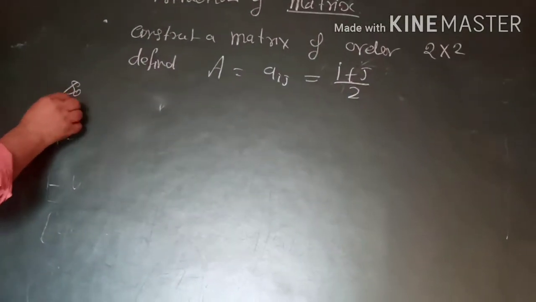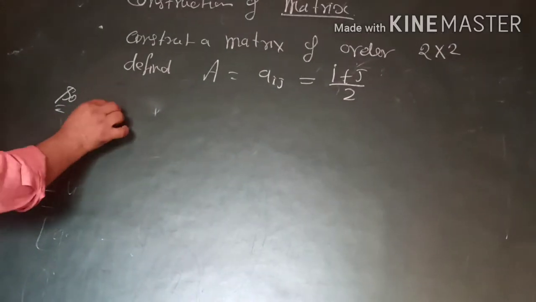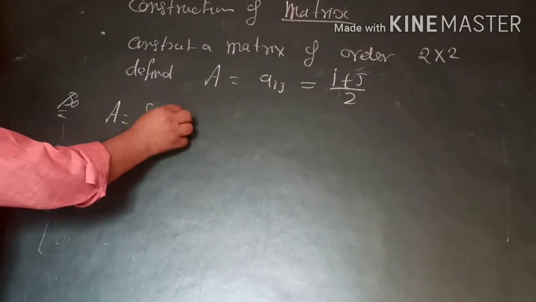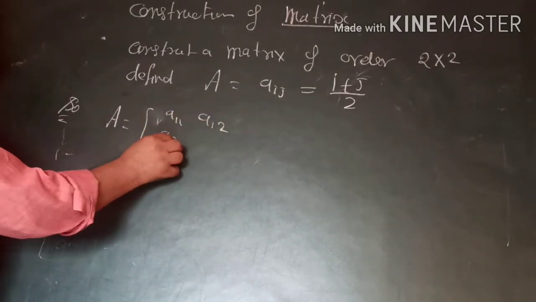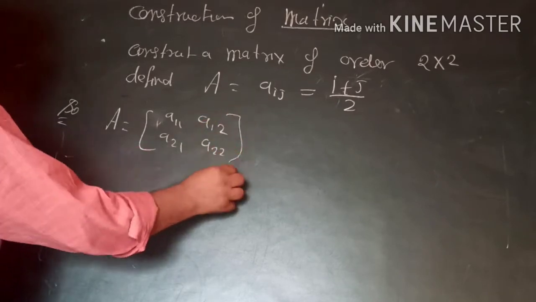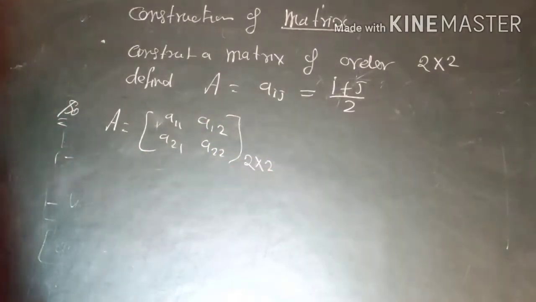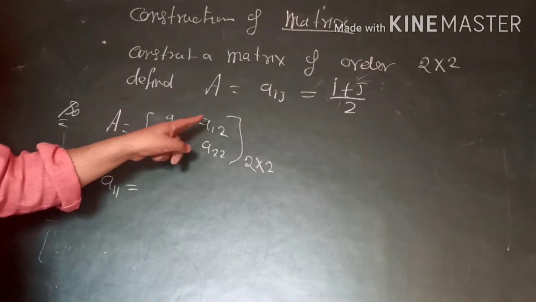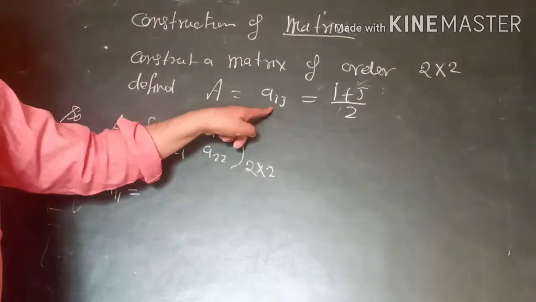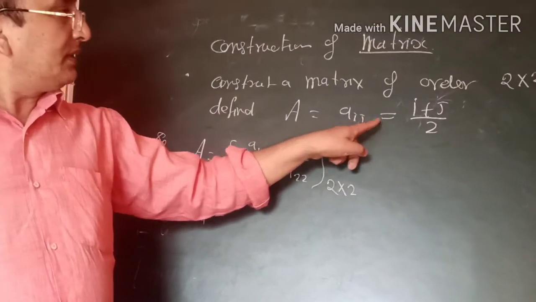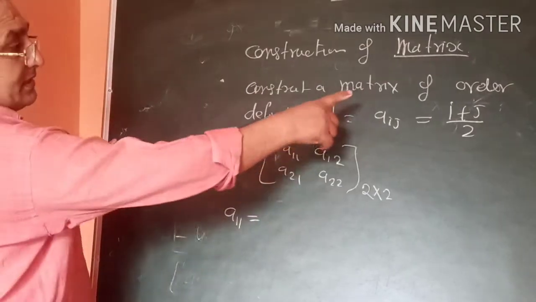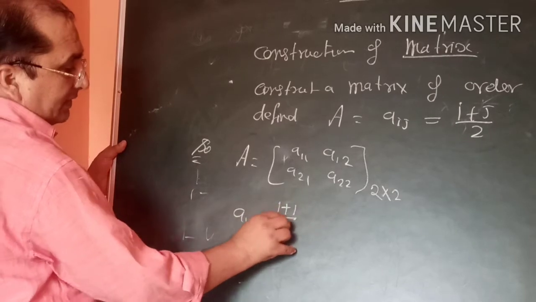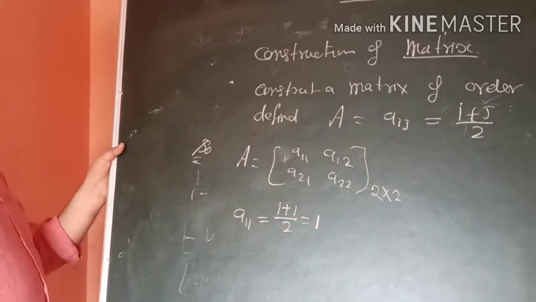So for the solution, first of all we have to write a matrix. 2 cross 2 means 2 rows and 2 columns: A11, A12, A21, A22. This is 2 cross 2. A11 means first row, first column, and we will define it this way. First row is known as i and j is known as column. Aij is i plus j upon 2. In place of i is 1, in place of j is also 1. So we can write 1 plus 1 divided by 2, equal to 1 will come.